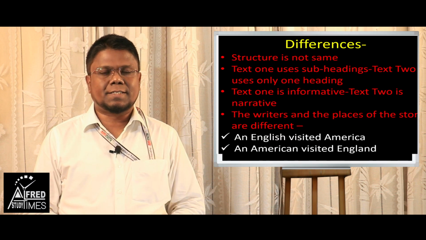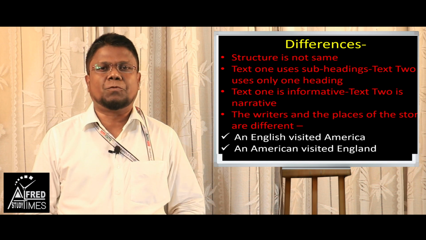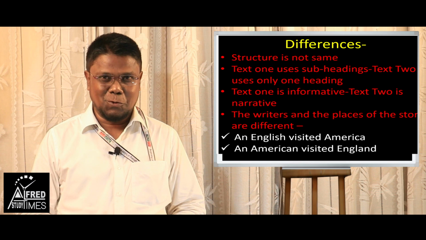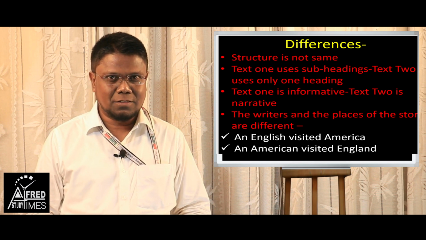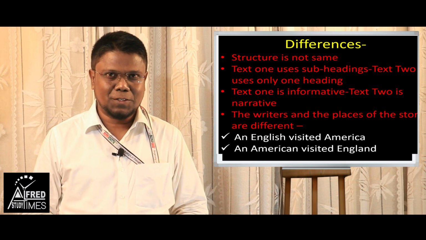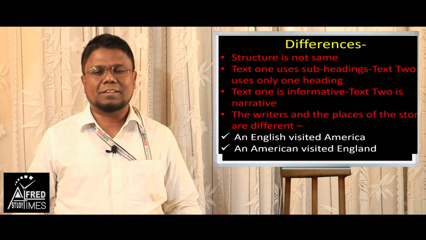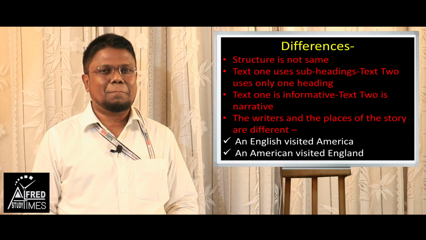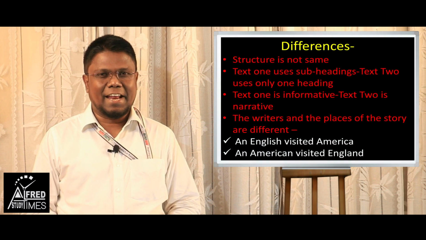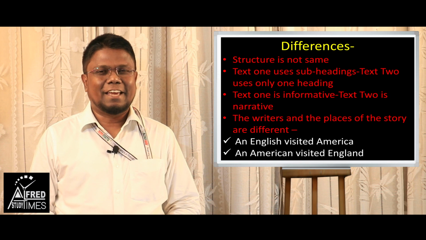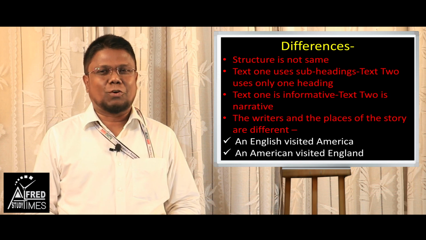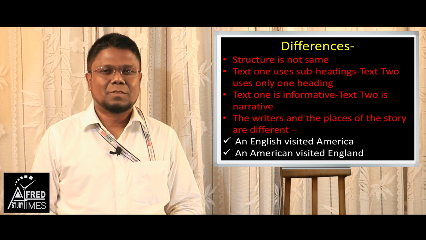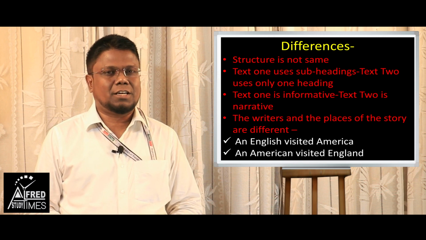Differences: the structure is not the same, as I discussed before. Text 1 uses subheadings. On the other hand, did text 2 use any subheadings? No. Any bullet points? No. There are no subheadings. It is flat writing. Later, text 1 is informative and text 2 is narrative. Again, I repeat: text 1 is informative, text 2 is narrative. The writers and the places of the story are different.